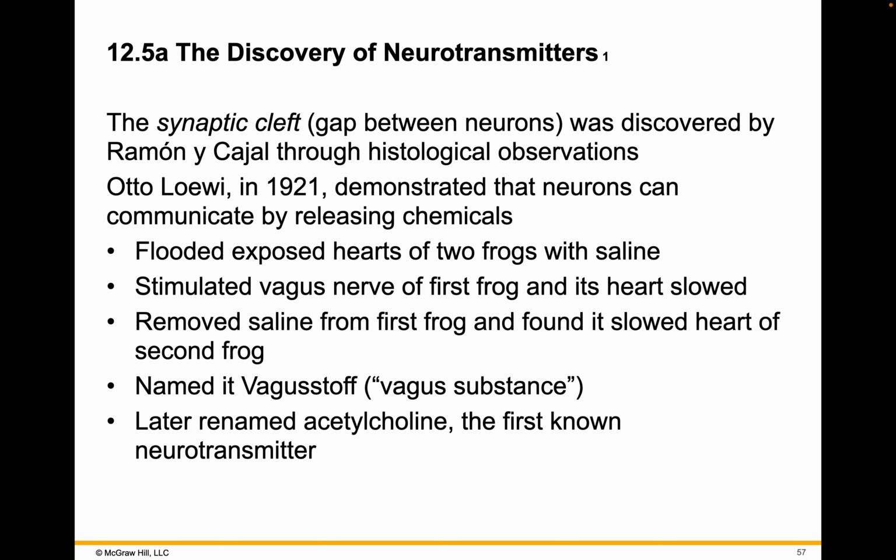The synaptic cleft, or the gap between the neurons, was discovered by Cajal through histological observations. Loewi, in 1921, demonstrated that neurons can communicate by releasing chemicals. He flooded the exposed hearts of two frogs with saline, stimulated the vagus nerve of the first frog, and its heart slowed. He removed the saline from the first frog, and found it slowed the heart of the second frog. He named it the vagus substance. It was later renamed acetylcholine, and it was the first neurotransmitter to be discovered.